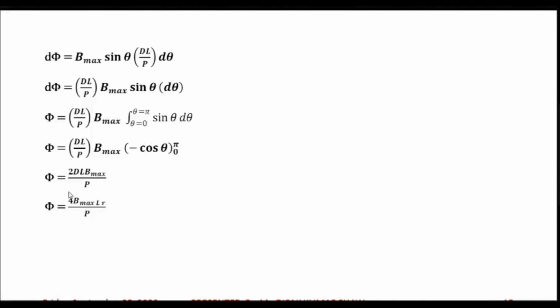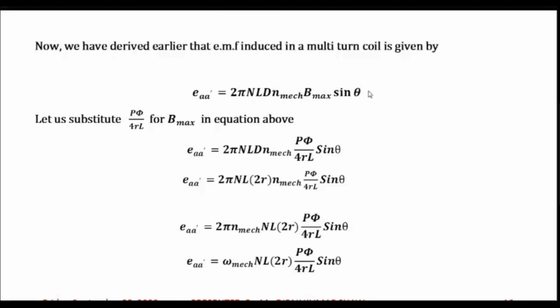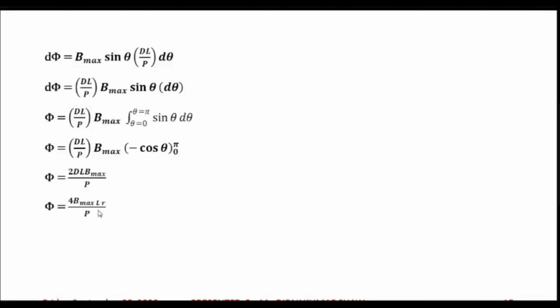Now this particular expression of flux per pole will guide us. We have written here that flux per pole, phi, is 4 Bmax L R by P. So this can be rewritten so that Bmax is expressed as P phi by 4 R L, in terms of the number of poles, flux per pole, length of the rotor, and radius of the rotor, that is small r. So we have replaced the capital D, the diameter of the rotor, by 2r, since the radius of the rotor is r. So diameter D equals 2r.